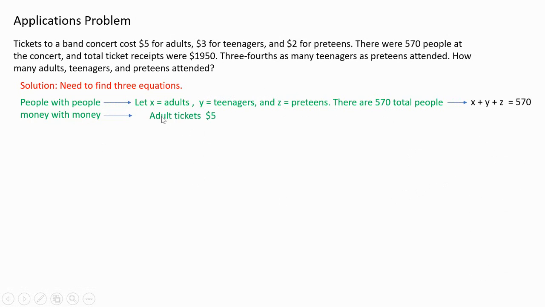Now money with money. Adult tickets were $5, so if adults are represented by x, that would be 5x. Teenager tickets were $3, so that would be 3y. And the preteens were $2, and preteens are represented by z, so that will be 2z. And what was the total receipts, or total money? 1150, right?